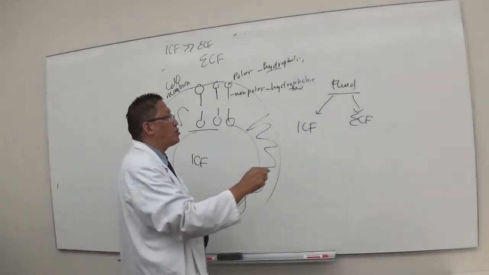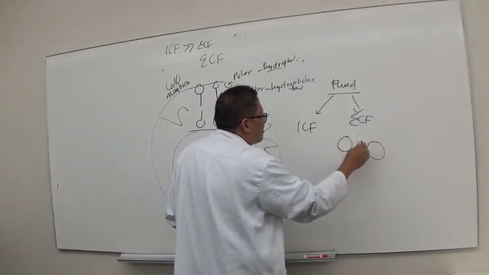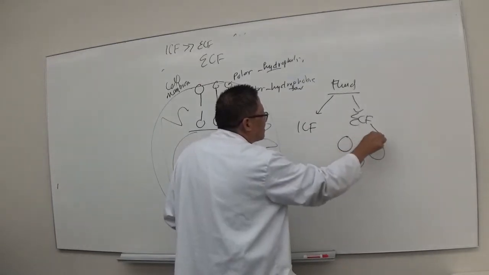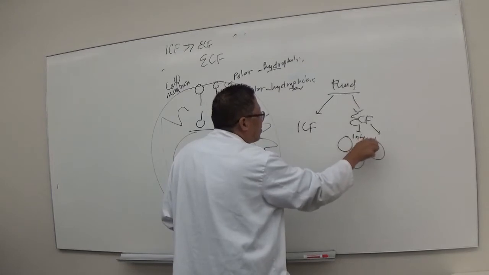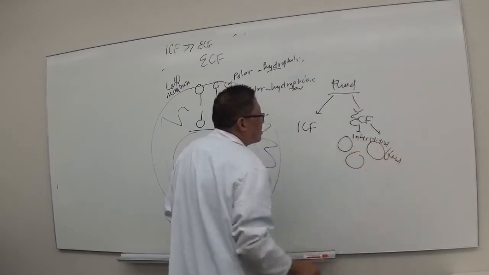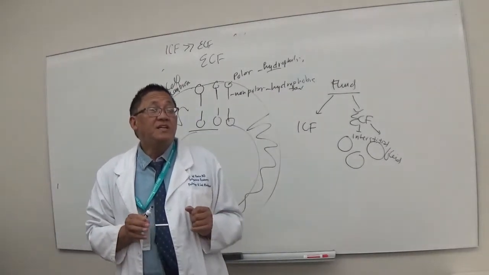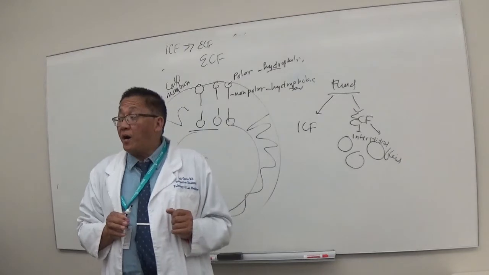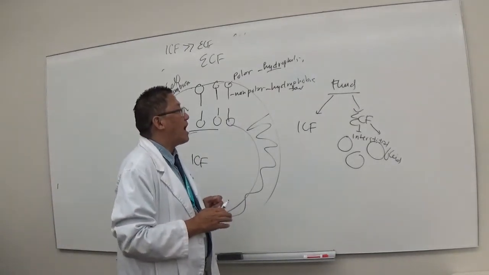ECF may include your what? If this were a cell, another cell, what do you call the fluid in between the cells? It's called interstitial what? Fluid compartment. What do you call the fluid or water between the cells? Interstitial fluid compartment. Now, what else would be considered outside the cell?